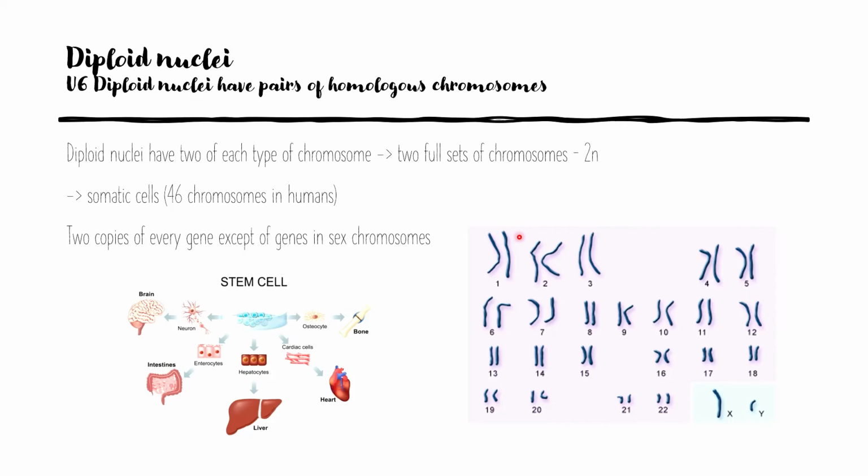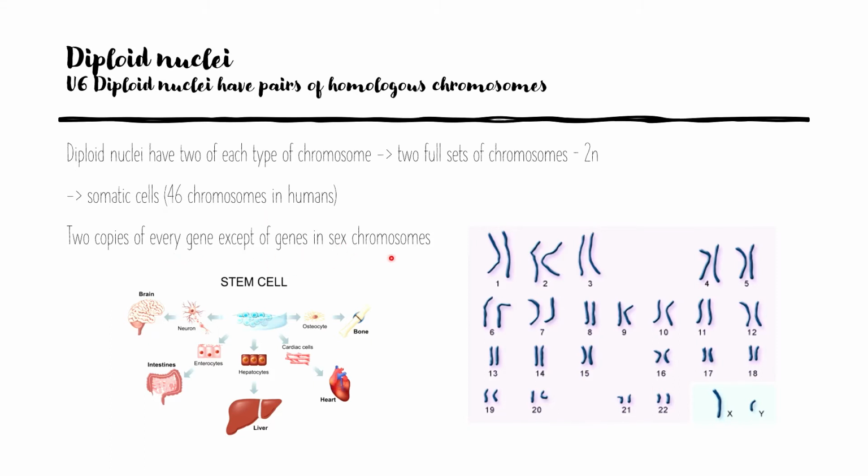Diploid nuclei, or understanding 6. Diploid nuclei have 2 of each type of chromosome, meaning they have 2 full sets of chromosomes, and this is denoted by 2n. An example of this is somatic cells, and in humans we have 46 chromosomes in our somatic cells. What is a somatic cell? A somatic cell is essentially a body cell, and this is given by the many examples right here. A neuron, a cardiac cell, or a hepatocyte. They are all examples of somatic cells, and they have 2 copies of every gene except genes in 6 chromosomes.